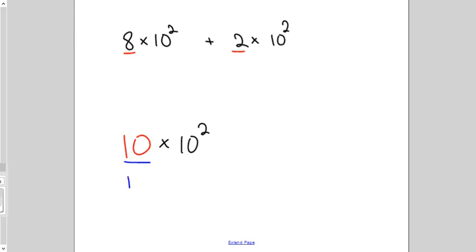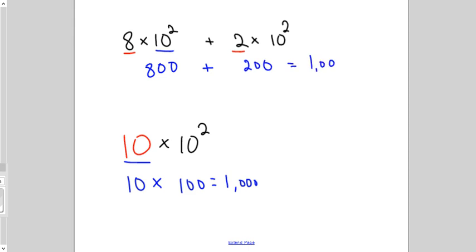But just so we also understand, this is the same as 10 times 100, which is 1,000. And 8 times 100 is 800. And 2 times 100 is 200. So we know that the answer should be 1,000. And this is 1,000, but we want scientific notation. And so when you see that you've got 10 or higher on this front number, you just basically need to drag the decimal back to the left.